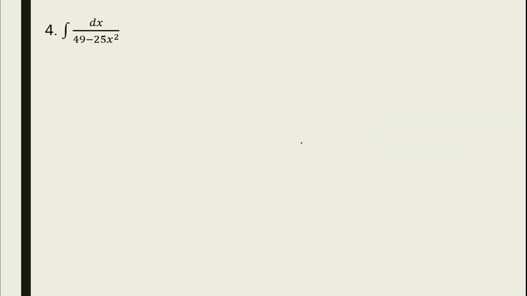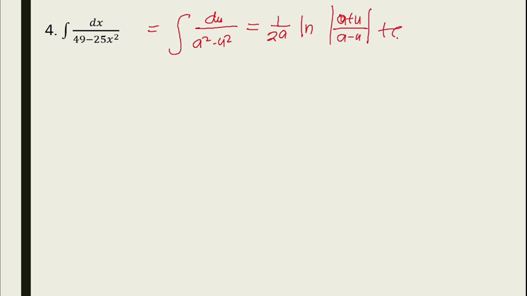Okay, so proceed now with number 4. In number 4, we have the integral of dx over 49 minus 25x squared. Understood, so if we're going to have the pattern or the formula, it patterns here du over a squared minus u squared. It could be integrated as 1 over 2a ln of (a plus u) over (a minus u), plus c.